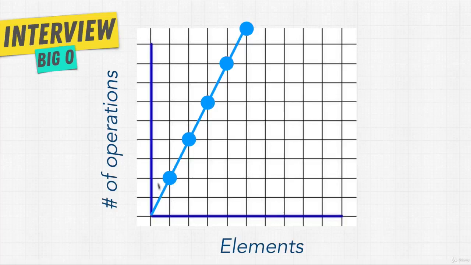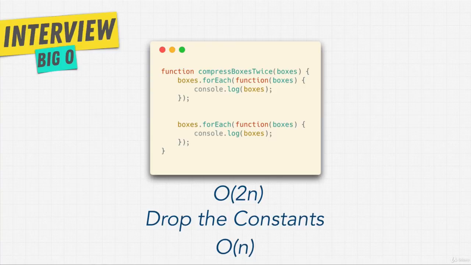And that's the key here. With big O, we don't really care about how steep the line is. We care about how the line moves as our inputs increase. Makes our lives a whole lot simpler, doesn't it? So remember, drop the constants.